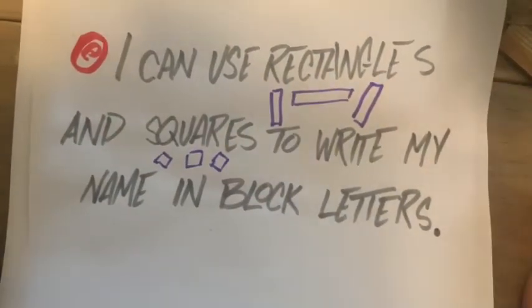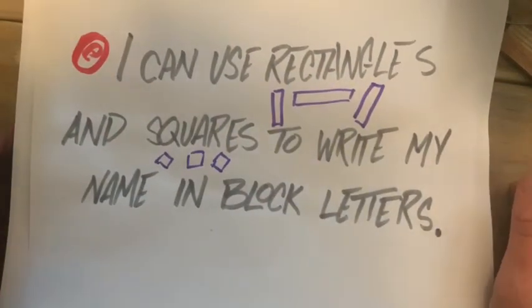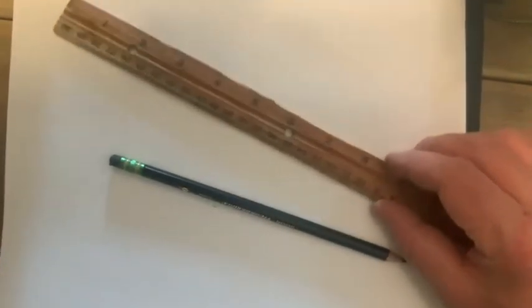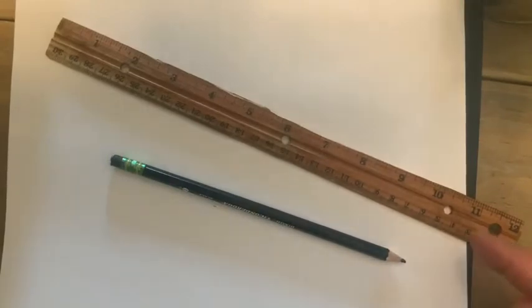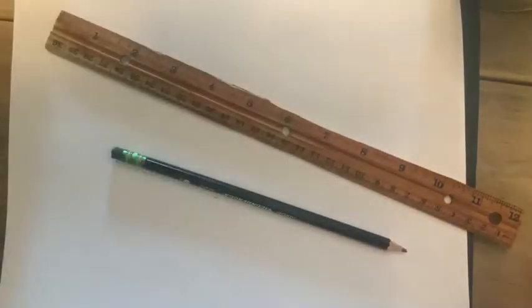Our first target for today is, I can use rectangles and squares to write my name in block letters. For today, you are going to need a piece of paper, a pencil, and a straight edge. You can use a ruler. If you don't have a ruler, you can use the edge of a journal or a book.